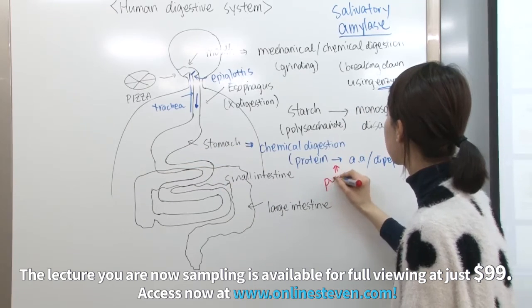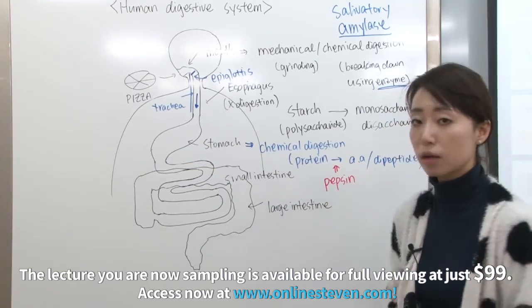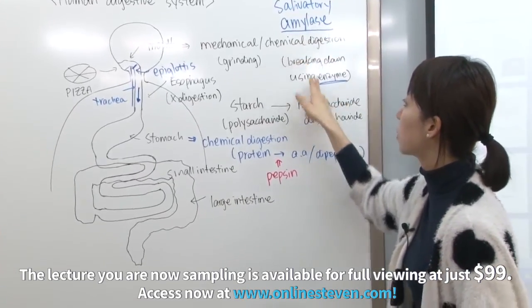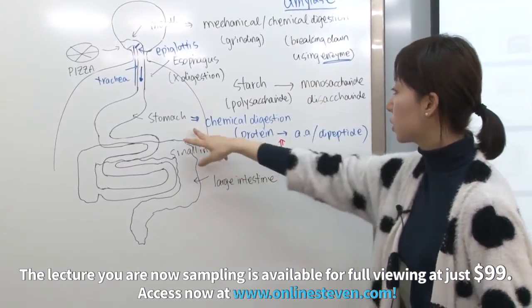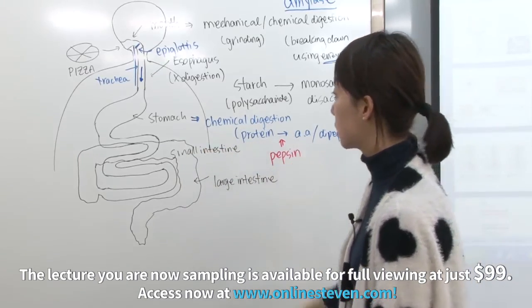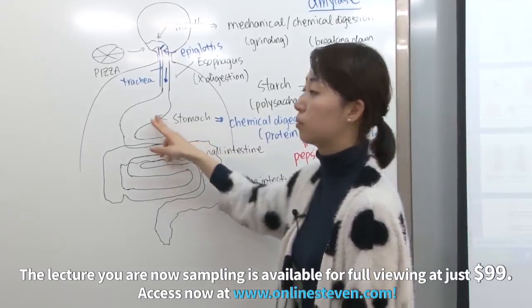That enzyme is called pepsin. Remember, for the mouth, we use amylase to break down the carbohydrates. But in the stomach, protein digestion occurs by using pepsin as the enzyme, and that's secreted from the stomach cells.